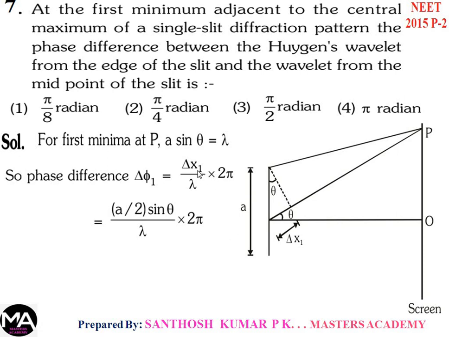So what is this delta x1? It is nothing but a by 2 into sin theta. Delta x1 is equal to a by 2 into sin theta. Therefore, the phase difference delta phi 1 is equal to 2 pi by lambda into a by 2 sin theta, which is nothing but lambda by 2. Therefore, lambda by 2 into 2 pi by lambda, which is equal to pi radian. The phase difference is pi radian. So the option is the fourth one, pi radian.